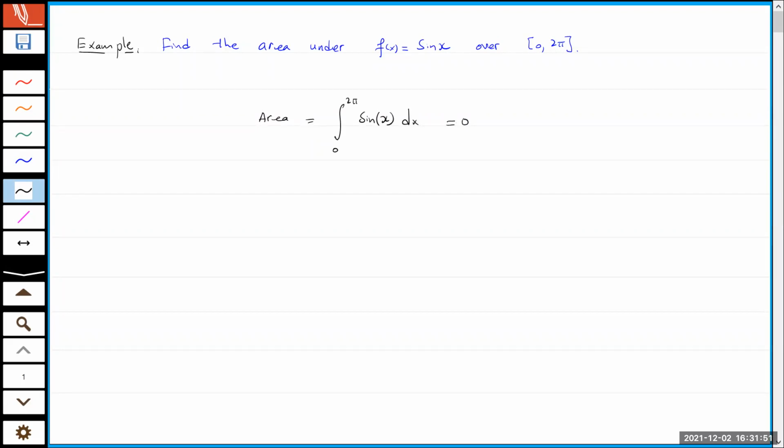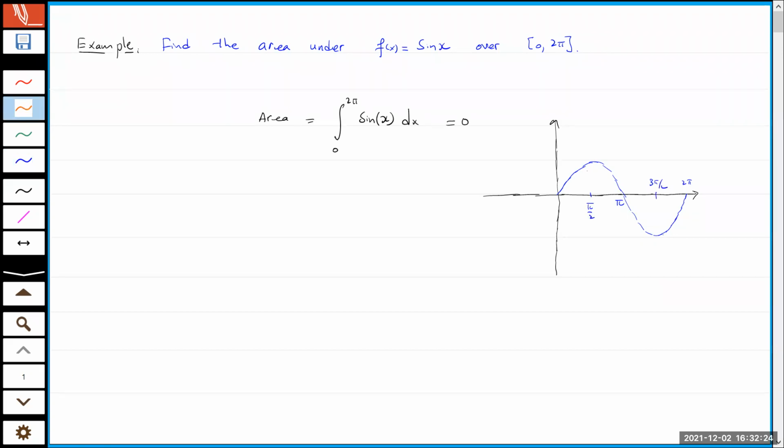And then we were wondering why the area is coming out as 0. So let's graph it here. We have the graph of sine from 0 to 2 pi. It has a hump going up here, then it goes down. This is pi over 2, this is equal to pi, and this value is 3 pi over 2, and then it comes back to 2 pi here.